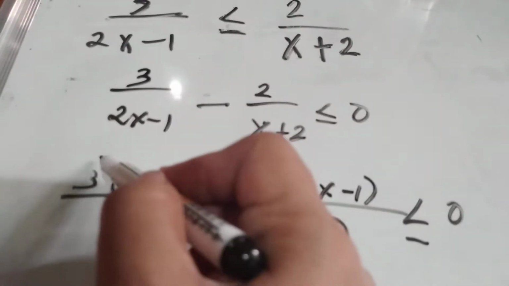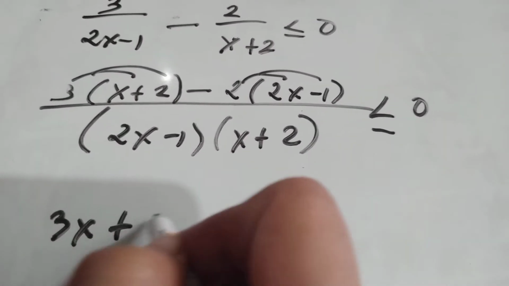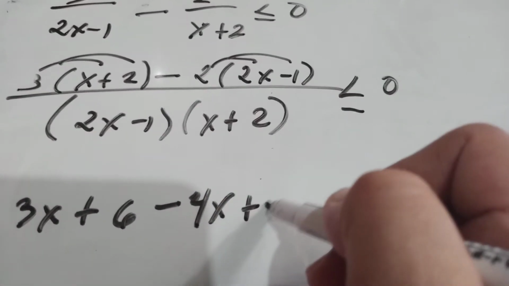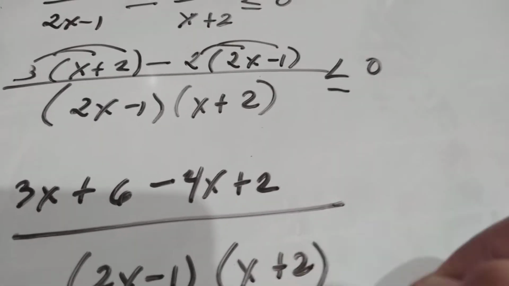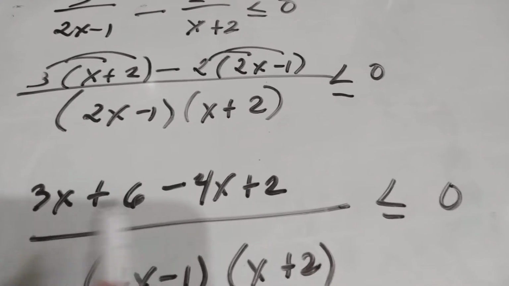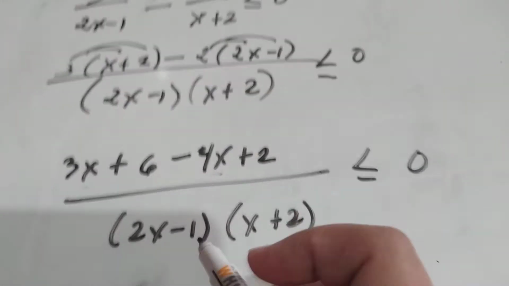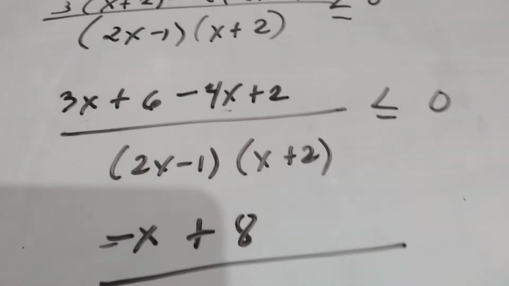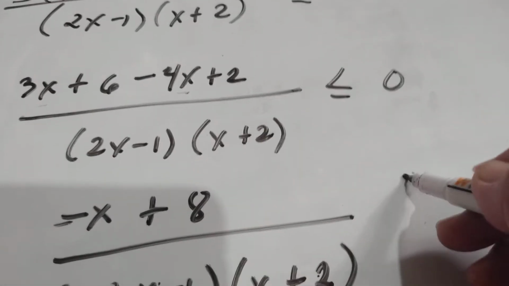And then, distribute natin. So, ganun din dito. So, that will be 3 times x is 3x plus 6 minus 2 times 2, 4x. Negative 2 times negative 1 is positive 2 over the quantity of 2x minus 1 times x plus 2 is less than or equal to 0. Simplifying the numerator, you have 3x and negative 4x, that is negative x. 6 plus 2, you have 8 over 2x minus 1 times x plus 2 is less than or equal to 0.